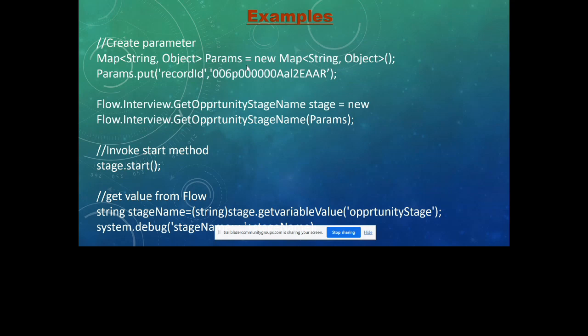Before this, you can see we are creating a map of String comma Object. This map will go as a parameter into the flow. There will be certain variables in the flow which we need to set to run the flow properly, right? So those parameters you can set via this particular map. Then you have something called the start method. As soon as you execute the start method, your flow will execute and it will return you the final outcome. So this is your auto launch flow.